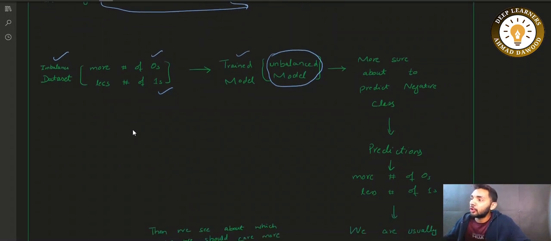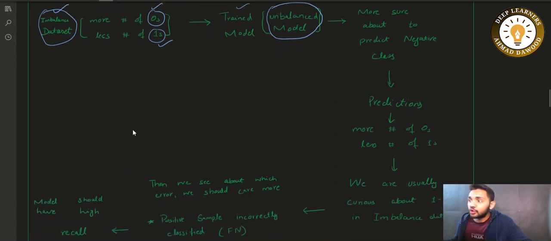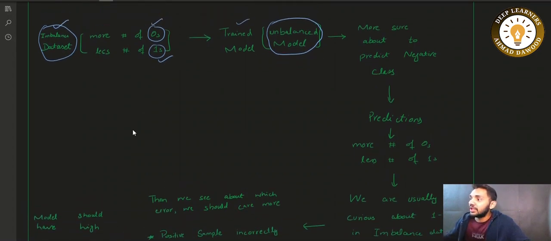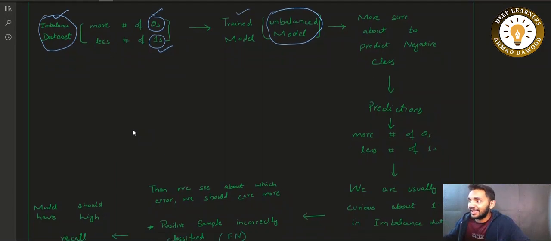And then, more sure about when you have an unbalanced model that you have trained on an imbalanced dataset, then you are pretty sure to predict the zero class compared to the one class, because you have seen more samples of the zero class during your training process. Then you will be more sure to predict the zero class, and you will be less sure to predict the one class. So for that reason, we have predictions with again more zeros and fewer ones.